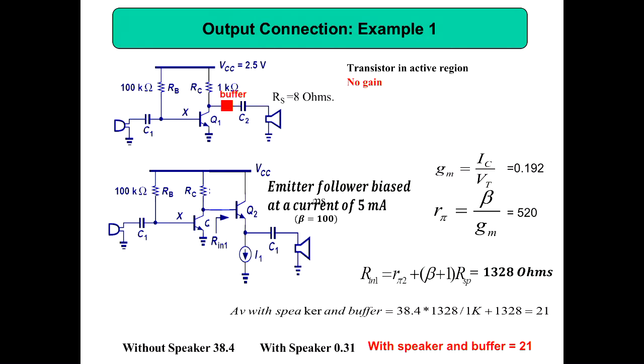So without speaker, 38.4. With speaker and without buffer, 0.31, that is your gain. Now, with speaker and buffer, you got a gain of 21. See, that's how we solve the issue. So we need a buffer.